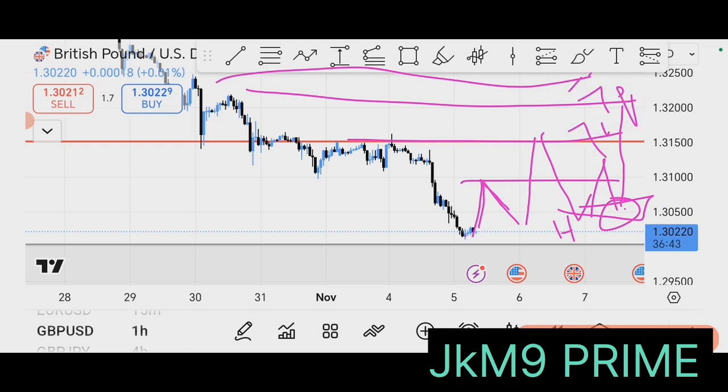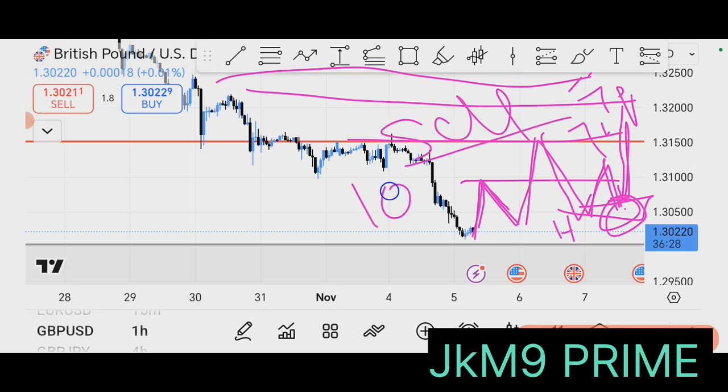Until price forms this structure, we have to wait and watch patiently, and only then will we enter the buy trend. Because now we also cannot enter the sell trend, because price has already reached near the 100% level of the sell entry.